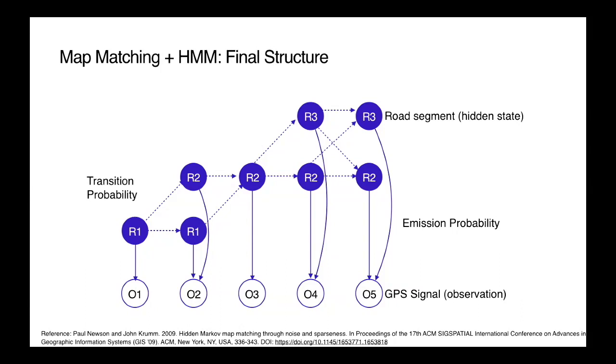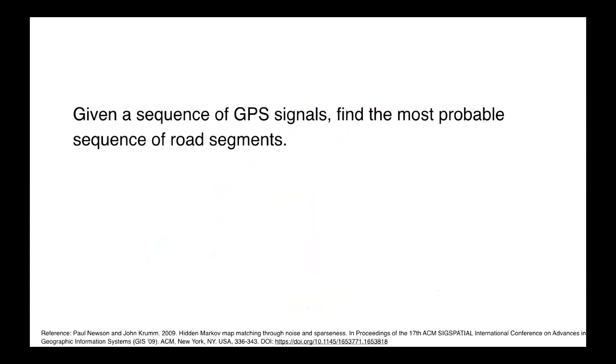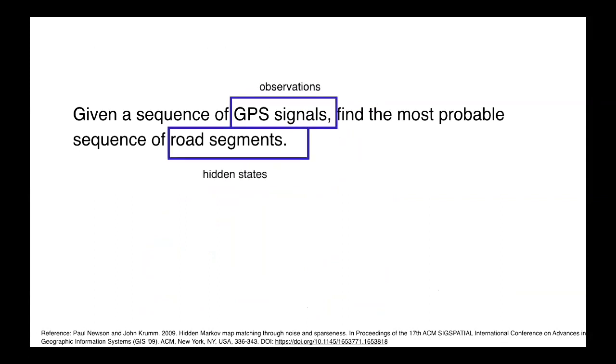Cool. So now we have a hidden Markov model where all the information is filled in. We have our observations, we have our road segments. We first computed all the emission probabilities corresponding to a GPS signal being emitted from a particular road, and we computed all the transition probabilities for a car being able to traverse from one road segment to the other. Okay, so now that we have all this, how do we actually solve the problem that we're trying to solve? We have a sequence of GPS signals, and we want to find the most probable sequence of road segments. If I write this down as a mathematical statement, it is basically given a sequence of observations, I need to find the most probable sequence of hidden states.